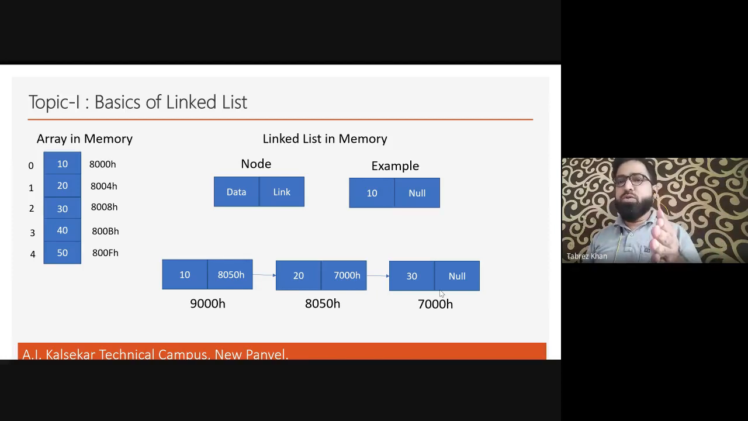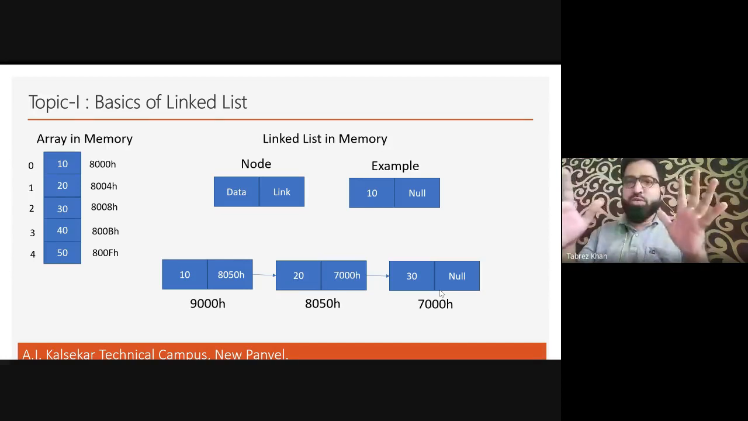So the first node will give you the address of the second node. The second node will give you the address of the third node. The third node will give you the address of the fourth node, and so on. And then the last node will have a null value. That indicates that it's the last node. And this type of list is called singly, S-I-N-G-L-Y, singly linked list. So that is your singly linked list.